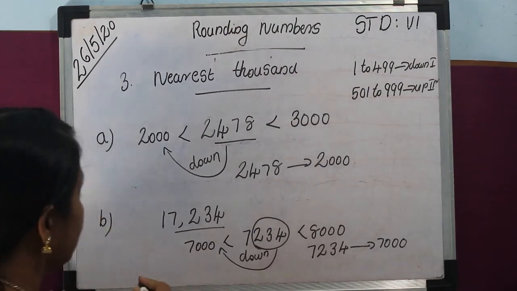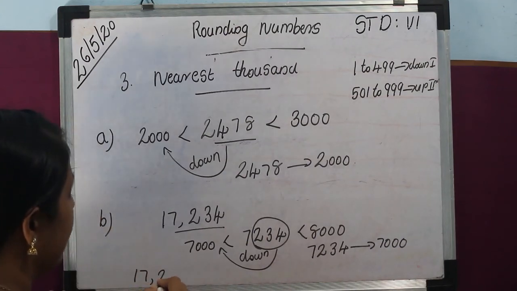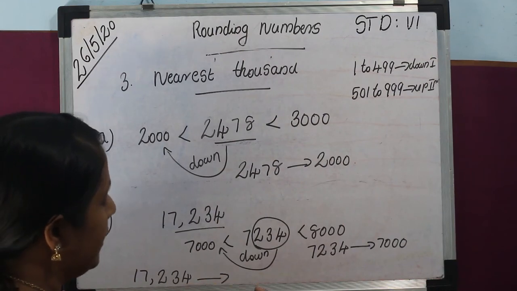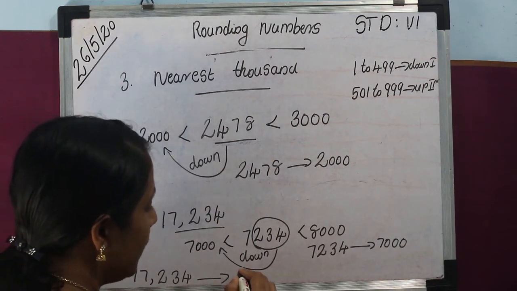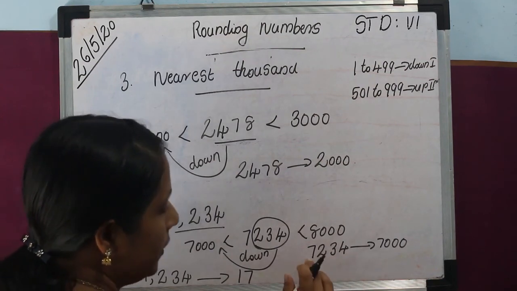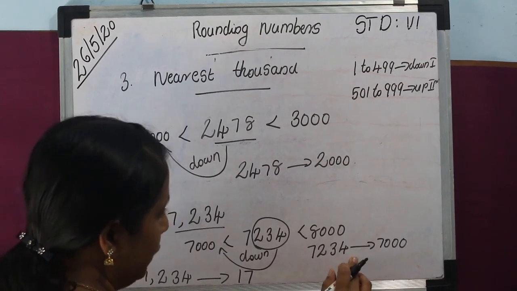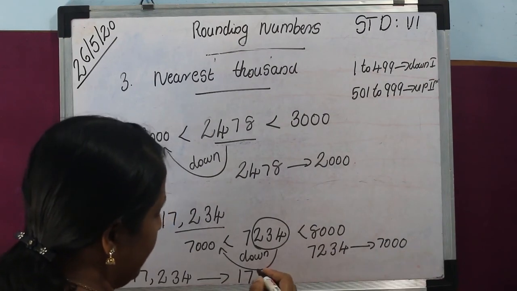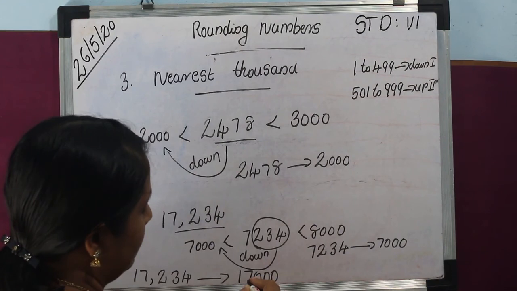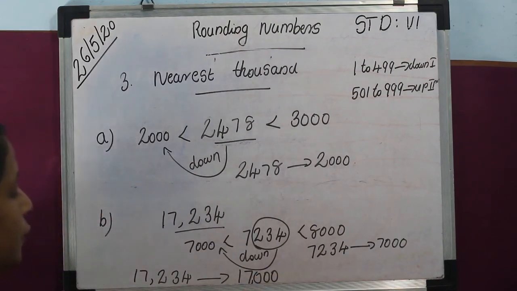Actually our number is 17,234. So 17,234 is rounded down to 17,000. In the place of 7,234 we write the number 7,000. So we write 17,000. Therefore 17,234 is rounded down to 17,000.